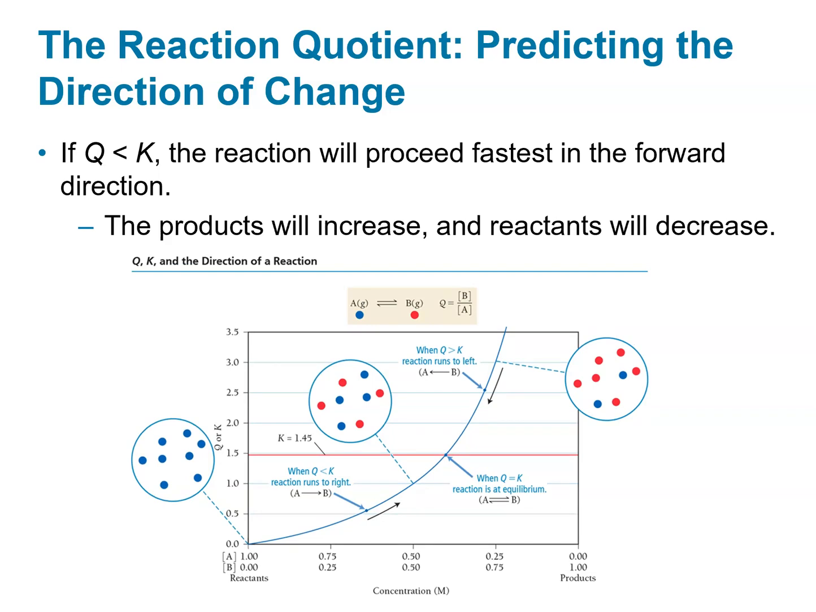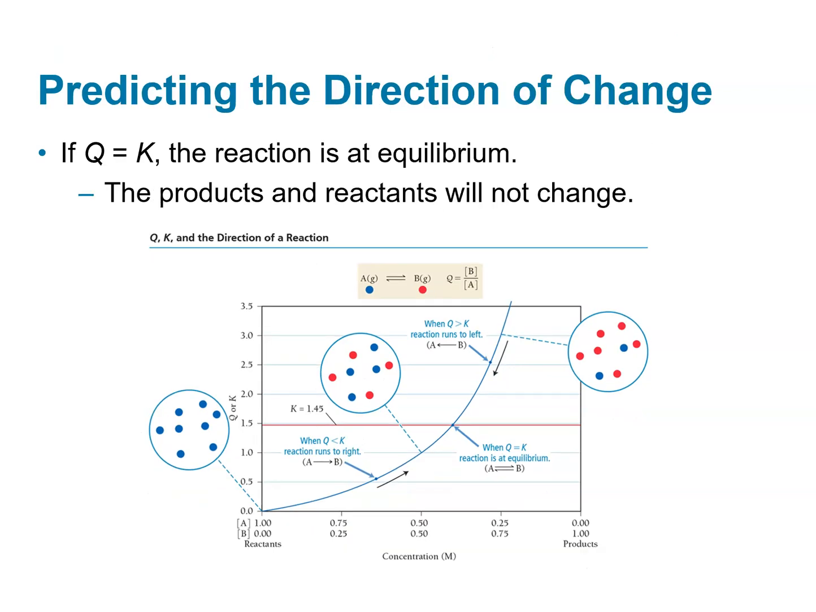Conversely, if Q is less than K, the reaction needs to proceed fastest in the forward direction. This also makes sense because if you're thinking in the context of K equals products over reactants, if Q is less than K, that means there are fewer products than there should be at equilibrium, so it needs to continue towards products. So you can intuit this relationship a little bit. And of course, if you measure what you think may be Q and it happens to equal K, that just means you're at equilibrium, because if Q equals K, there's no impetus for anything to change.